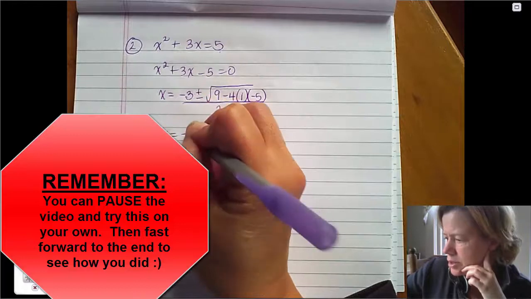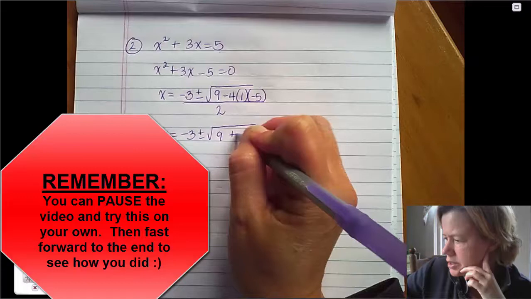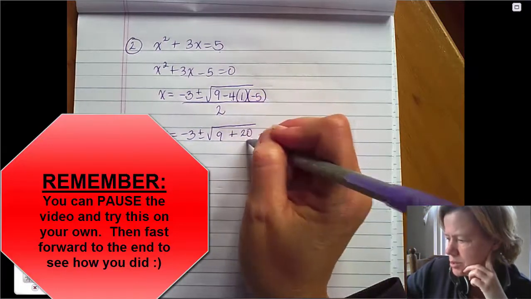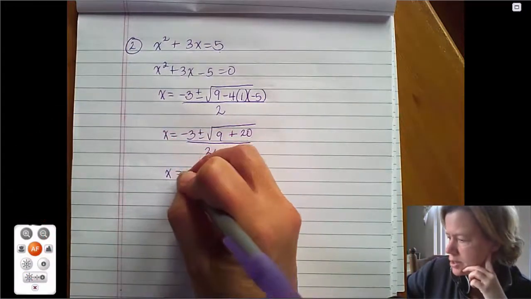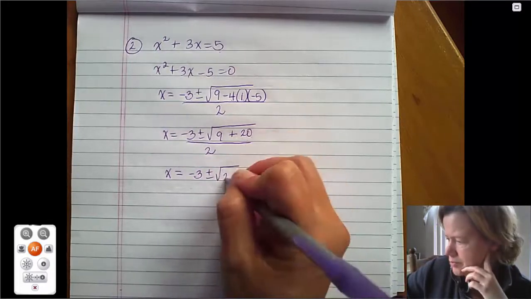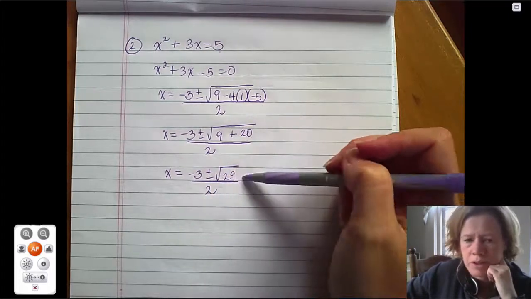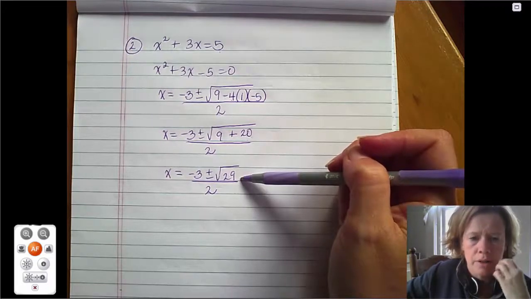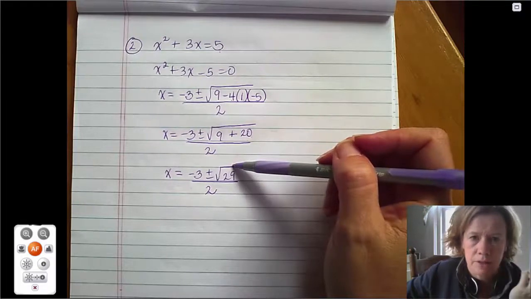X is negative 3 plus or minus the square root of 9 plus 20. Negative 4 times 1 is negative 4 times negative 5 is positive 20, all over 2. X equals negative 3 plus or minus the square root of 29 all over 2. And now you want to see if you can simplify the square root of 29. It's certainly not a perfect square, so you're going to have this irrational answer. And there's no other perfect square number that divides into 29 nicely, so it's not simplifiable either.